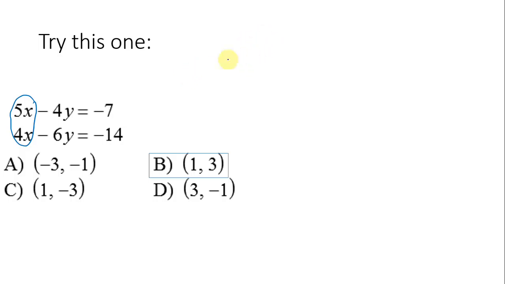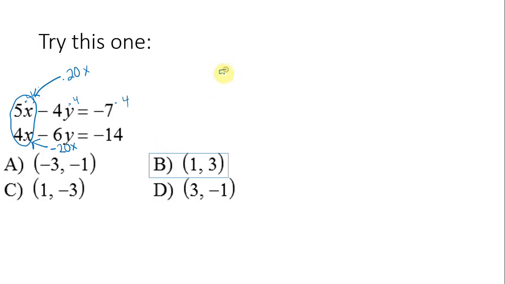I want this one to be positive 20x and this one to be negative 20x. It doesn't matter where; I could have this one be negative 20x and this one be positive 20x, it doesn't matter at all. And so to get from 5x to 20x, I need to multiply 5x by 4. Thus, I need to multiply every term in my equation by 4.